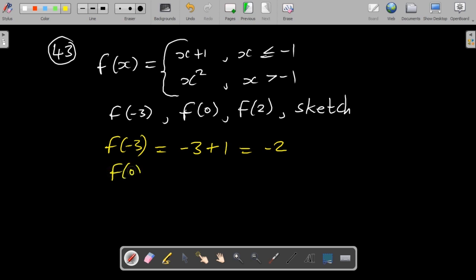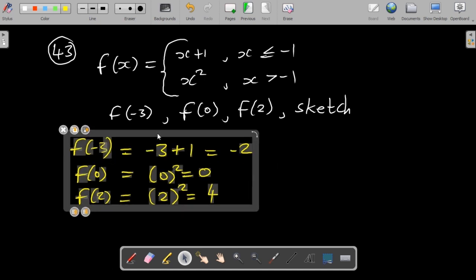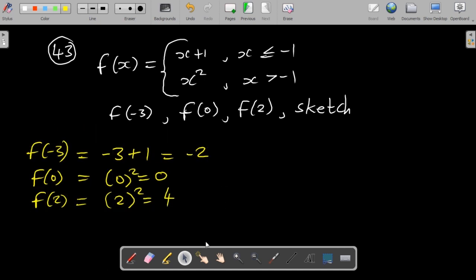Then f of 0 falls here, x greater than minus 1. So 0 is greater than minus 1, so I'm going to use the second function. So 0 squared is 0. Last one, f of 2, also falls in the second section, where our x's are greater than minus 1. So I'm going to substitute this there. That gives me 4. And we're also going to include these ones in our sketch. We'll see if we can do that.